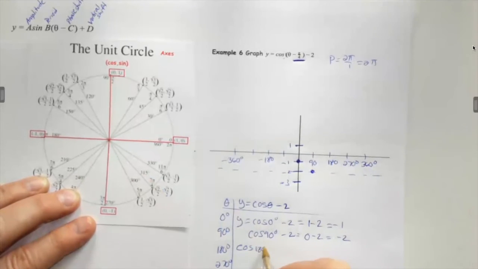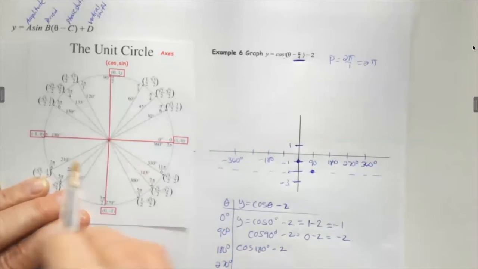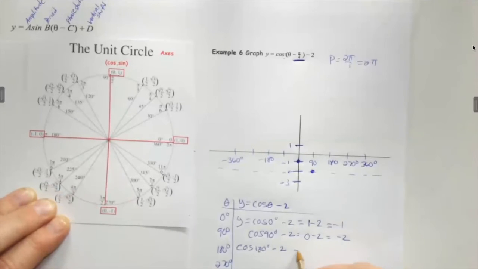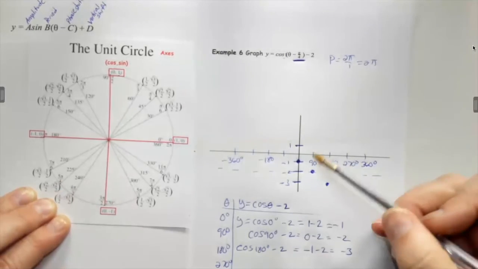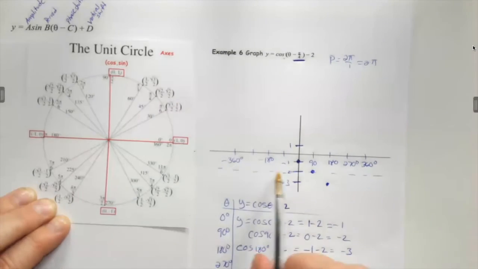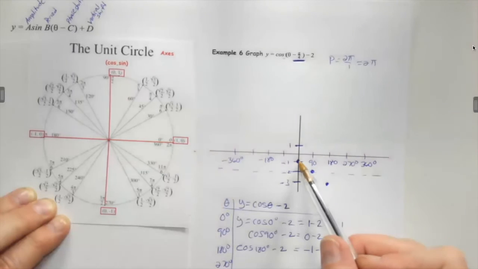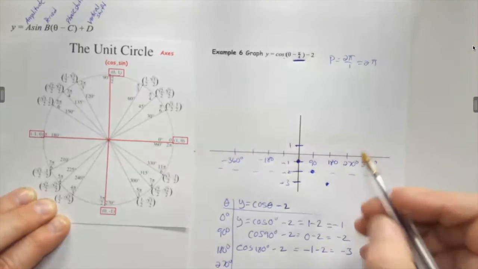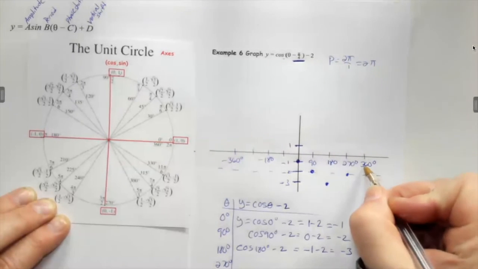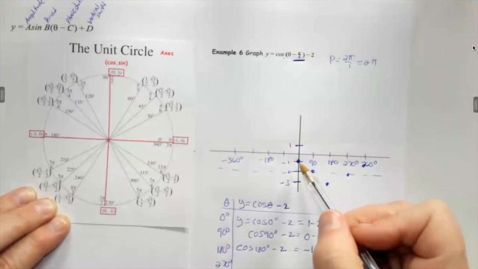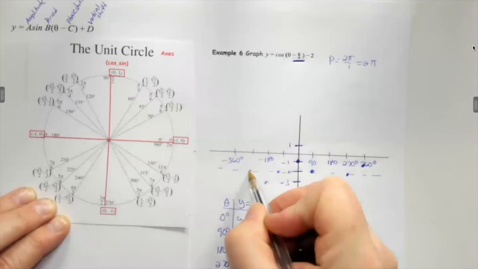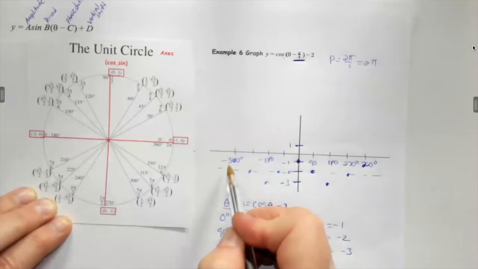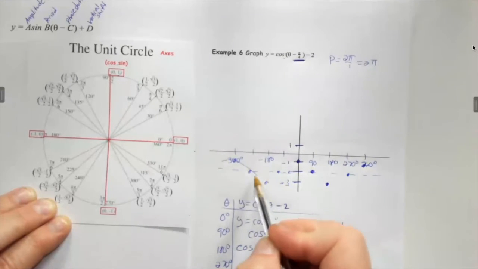Cosine of 180 degrees is -1. -1 minus 2 equals -3. At 180 degrees, we are at -3. I can already see the pattern. Here's the axis that we're using here at -2. So we are above, on, below, on, above, and continuing, we're above, we are on, we are below, we are on, we're above, and we draw the function.